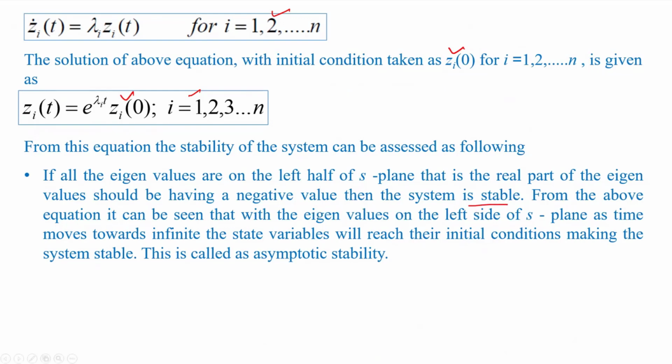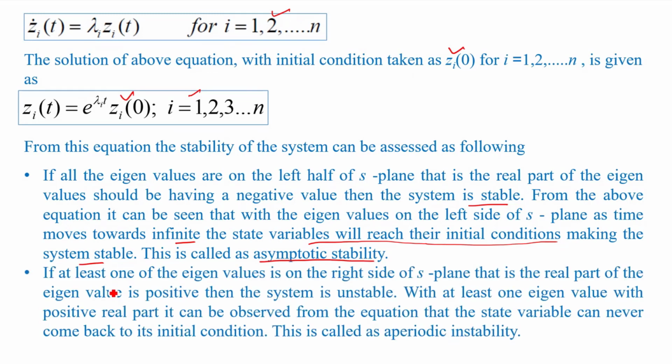So we have already studied this in your control courses. From the above equation, it can be seen that with the eigenvalues on the left side of the S-plane, as time moves towards infinity, the state variables will reach their initial conditions, making the system stable. So this is called asymptotic stability.